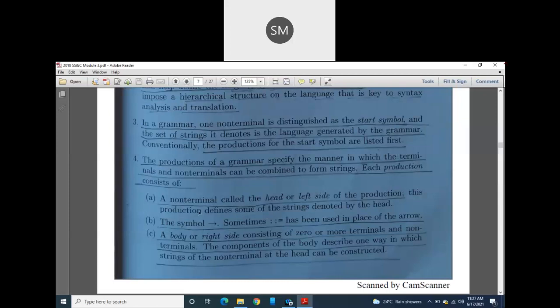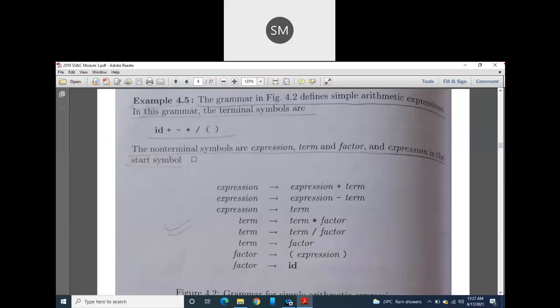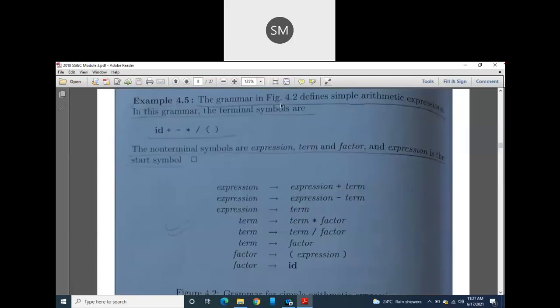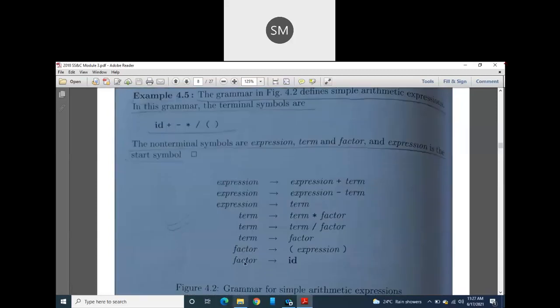In every production these three things will be there: a non-terminal, one arrow mark, and terminals and non-terminals on the RHS. Next, an example: the grammar in this figure. Here I have written one grammar, which defines simple arithmetic expressions.